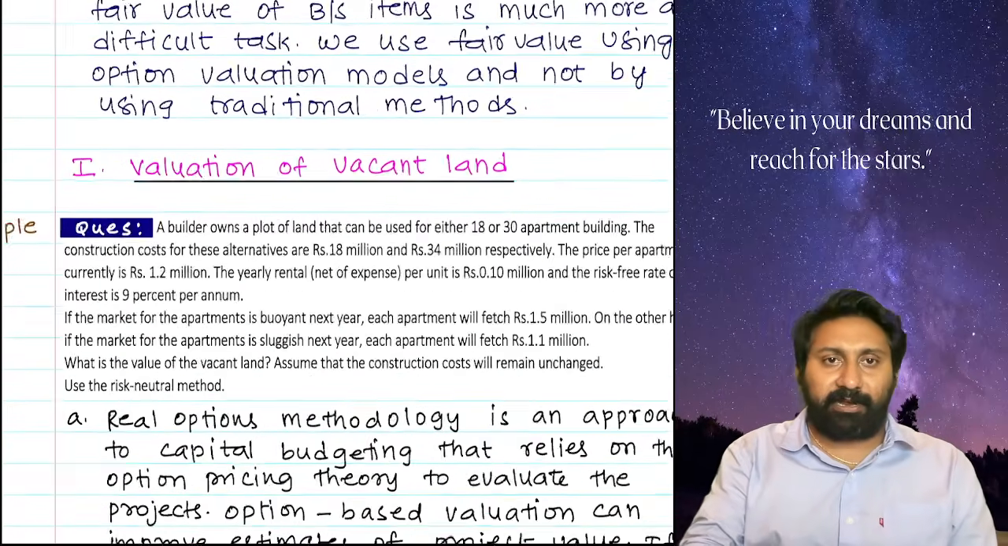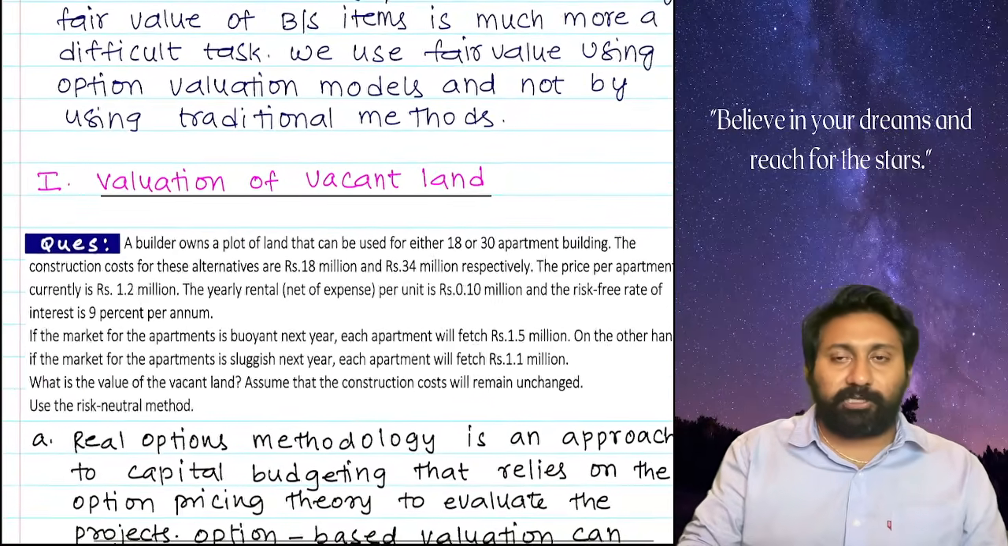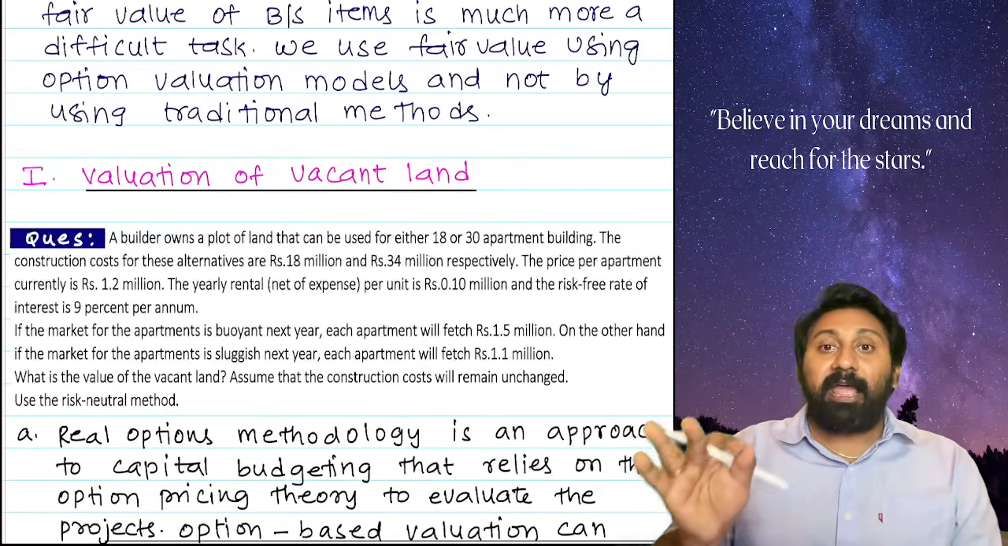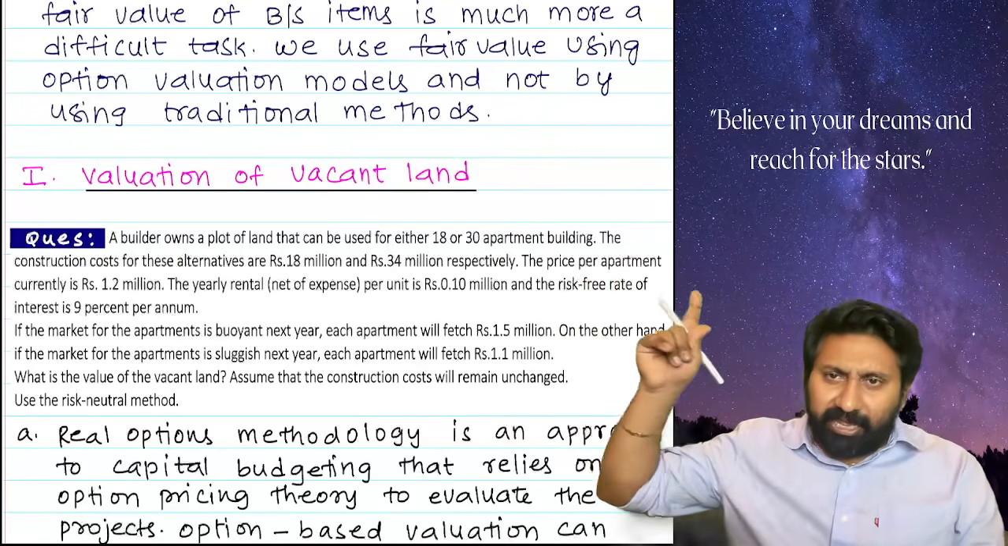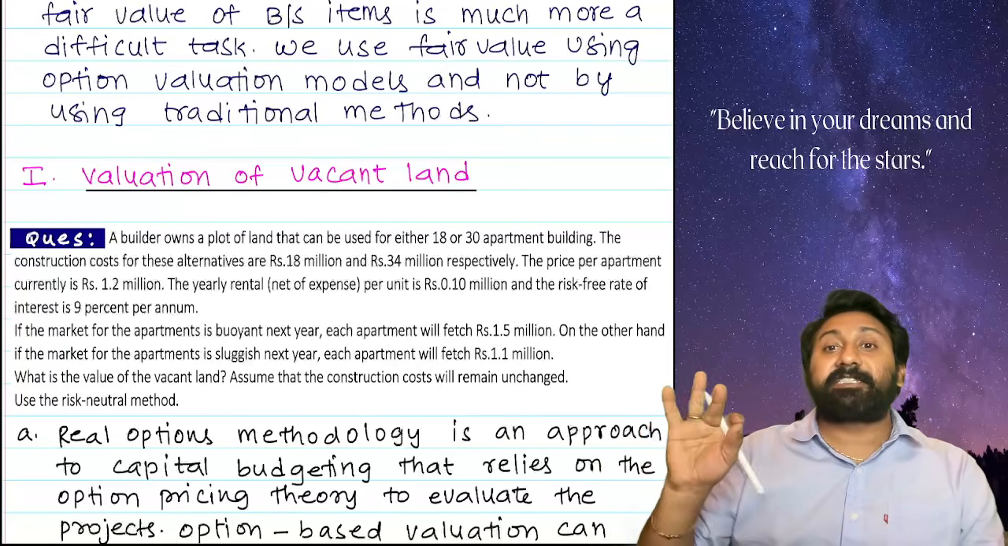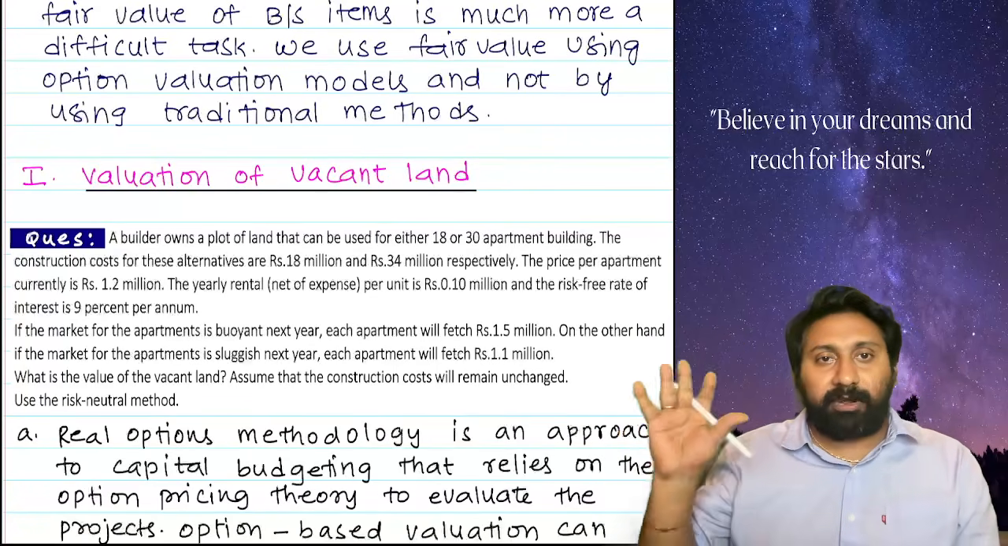Valuation of a vacant land. RTP questions are very, very important. If my expectation comes right, a direct question like this, with a change in numbers, will come for 8 to 10 marks.